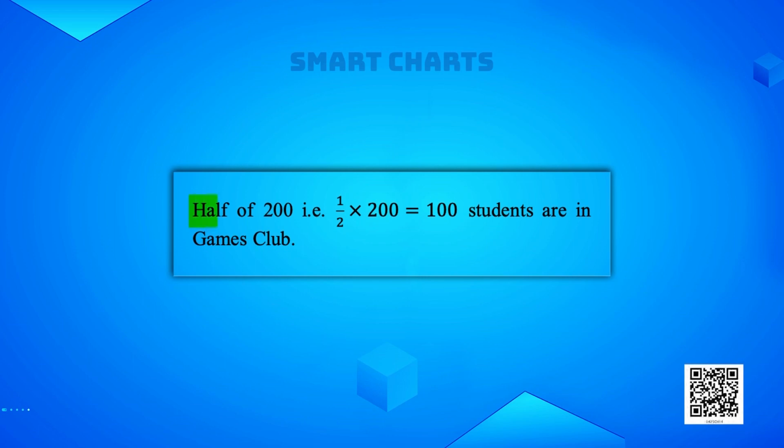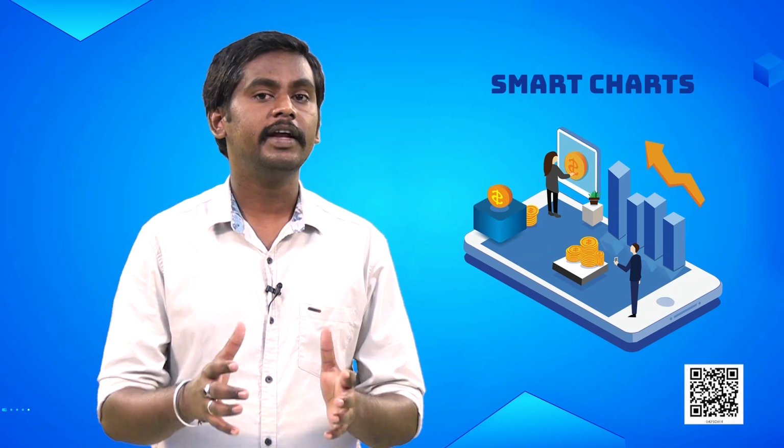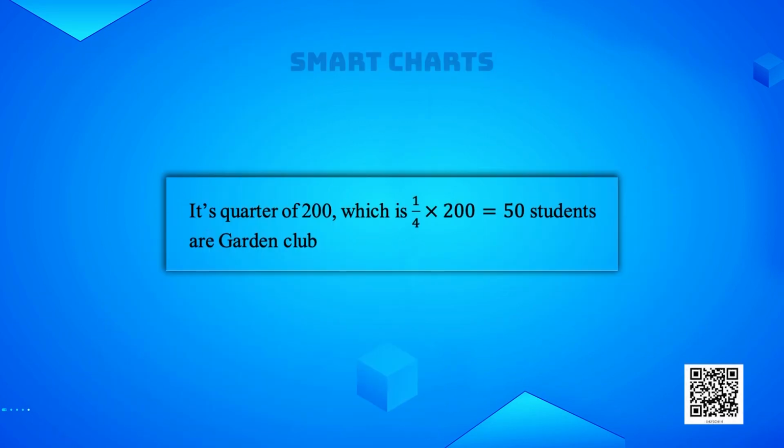Yes, it is half of 200, that is half multiplied with 200 is equal to 100 students. Students, we found that there were 100 students in the games club. Similarly, can you find the number of students in the garden club? Yes, it is a quarter of 200, which is 1 by 4 multiplied with 200, that is equal to 50. Students, we found that there were 50 students in the garden club.